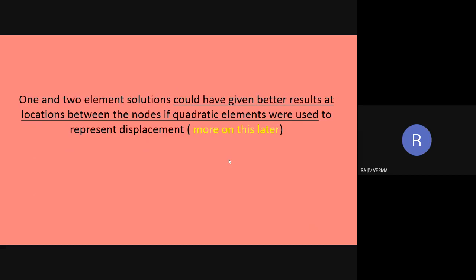is now not going to be at the center of the element, but is now going to be at some other location, because we are now taking a third node in the element. Because we are taking a quadratic element, the maximum error is now not going to be at the center of the element, but at some other location.